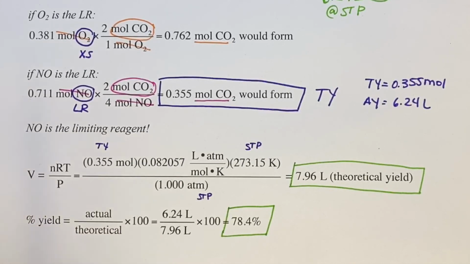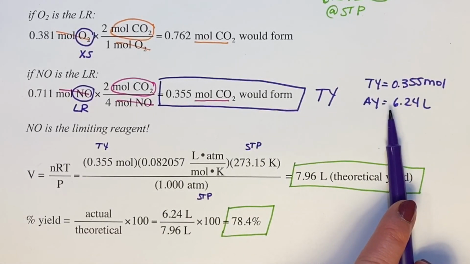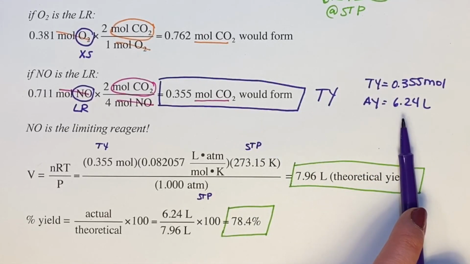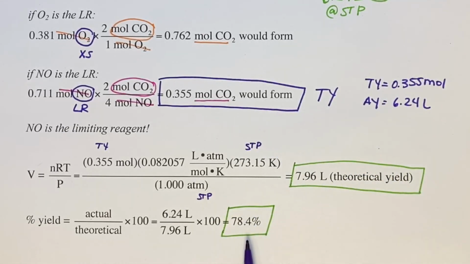As an alternative, you also could have converted this actual yield of 6.24 liters to moles using your STP conditions. And in that case, you should have gotten approximately the same answer as we got here. Either strategy is fine.